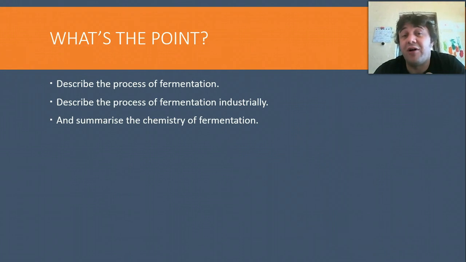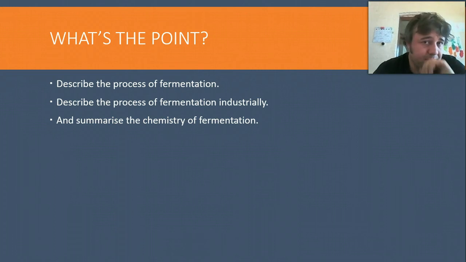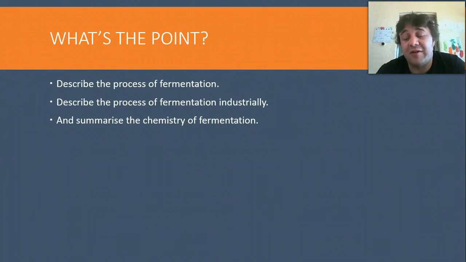By the end of this you should be able to describe the process of fermentation. You should also be able to describe the process of fermentation industrially. We're going to look at a big flowchart and you need to be able to explain what's happening at each step. So we might not have all the detail here, you might have to do just a little bit of looking beyond this on your own. And you should be able to summarize the chemistry of fermentation.